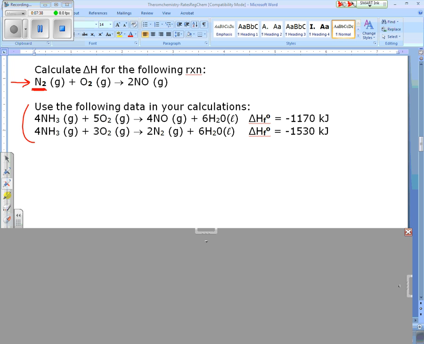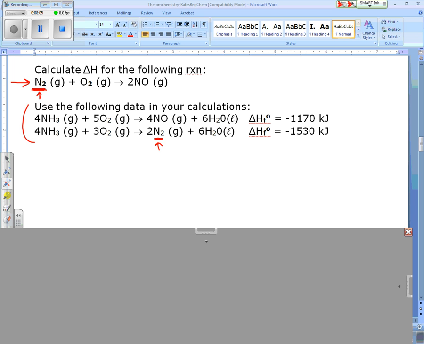The first guiding question is, we see N2 there, is N2 on the same side of the arrow as it is in the goal equation? No, we need N2 to be a reactant, and in this equation, it is a product. So what we need to do is reverse this reaction. That means we are going to write the reactants as products and the products as reactants.